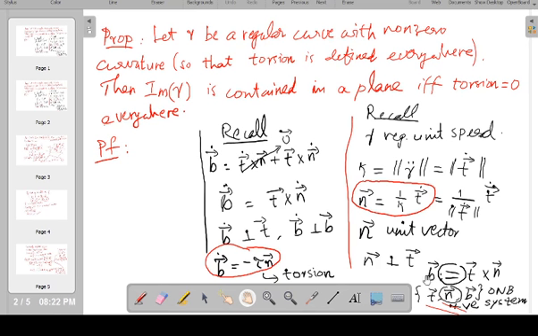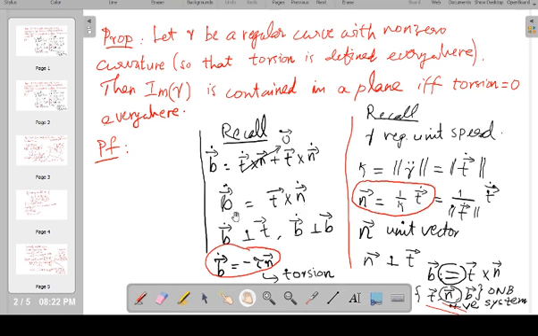And I differentiate this expression for b, so I will get b dot equal to t dot cross n plus t cross n dot. But t dot and n are in the same direction, so t dot cross n is the 0 vector, so you are left with b dot equal to t cross n dot.